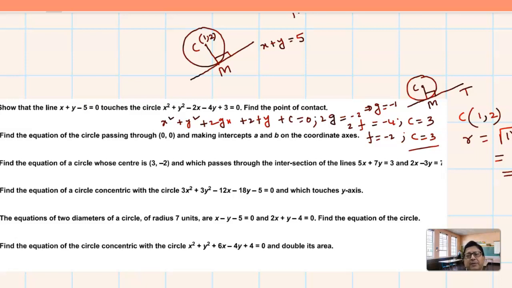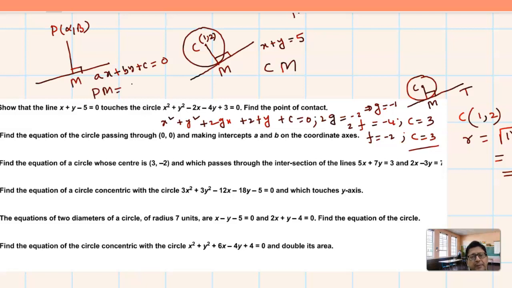If I go by the perpendicular distance formula, the CM distance, as you remember, from a point (alpha, beta) to a line Ax plus By plus C equal to 0, the length of the perpendicular is equal to the modulus of A alpha plus B beta plus C divided by under root A square plus B square. This you all know. So CM is going to be what? By using this form, here C is minus 5.